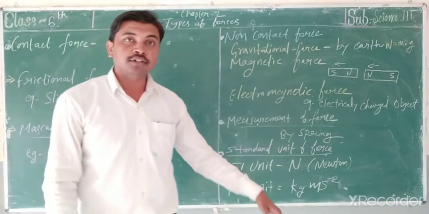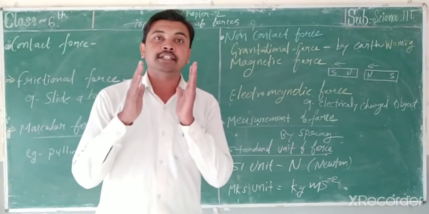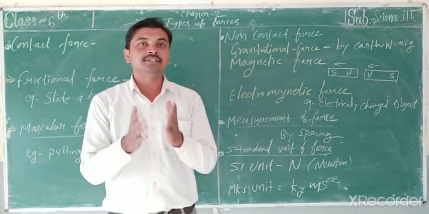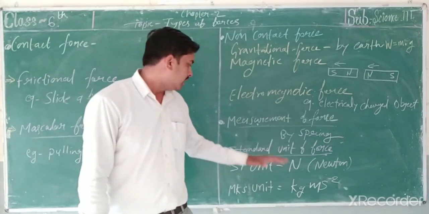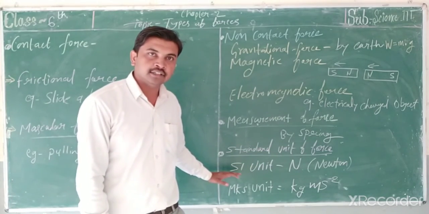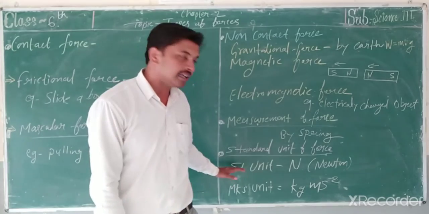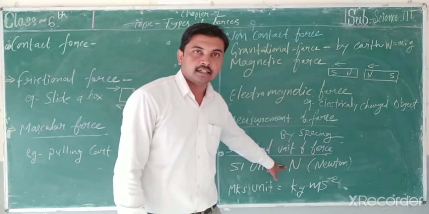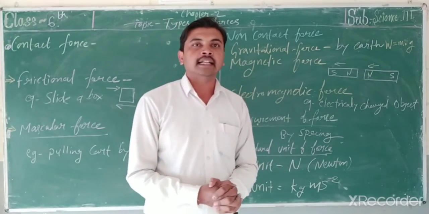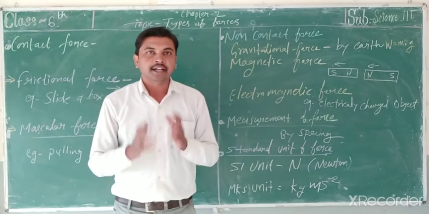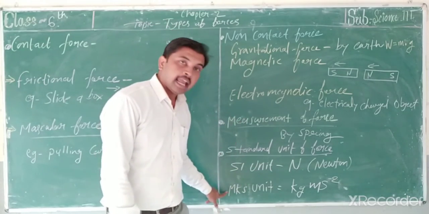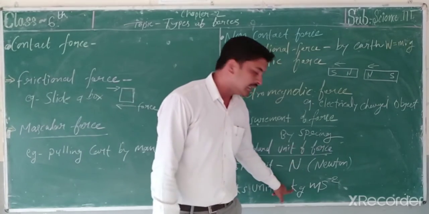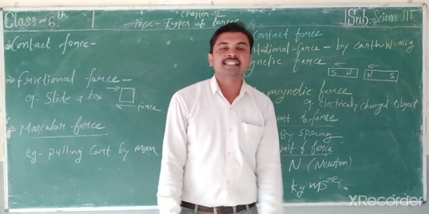The standard unit of force is very important. Every parameter needs units to measure it. The SI unit, the international system of units, of force is the Newton. The Newton is named after the famous scientist Sir Isaac Newton. And in the MKS system of units, the unit of force is kilogram meter per second squared.